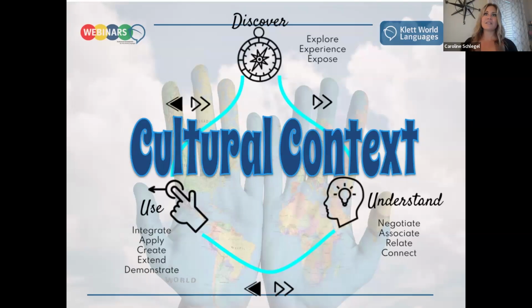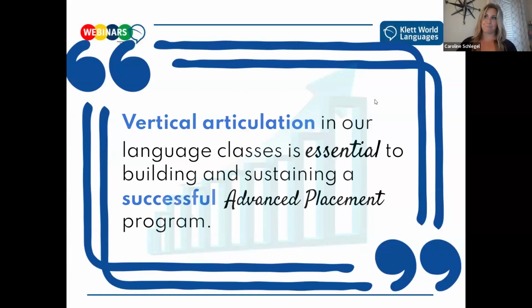So we love this cycle. And again, it drives our lessons and everything that we do when we're looking at planning from level 1 to AP. And that goes right into, again, how about that, right? What a segue, 1 to AP. It goes right into our vertical articulation, right?